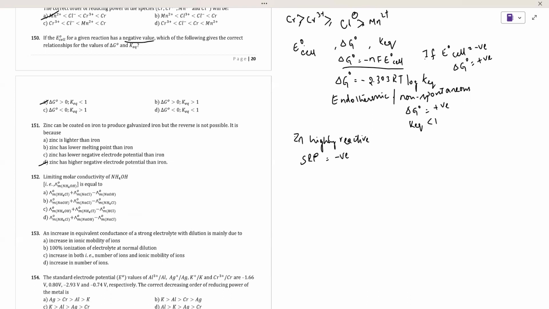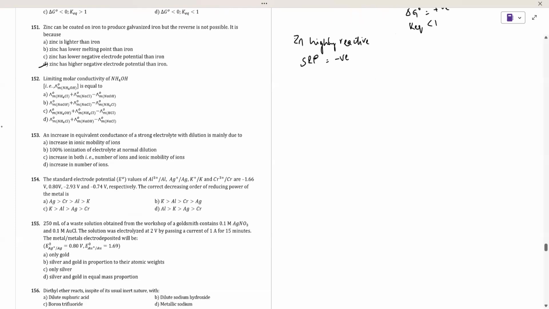So that is how zinc would be. Zinc has a higher negative electrode potential than iron, and hence zinc can only be coated but not iron. So option D will be correct. Now coming to the next question.